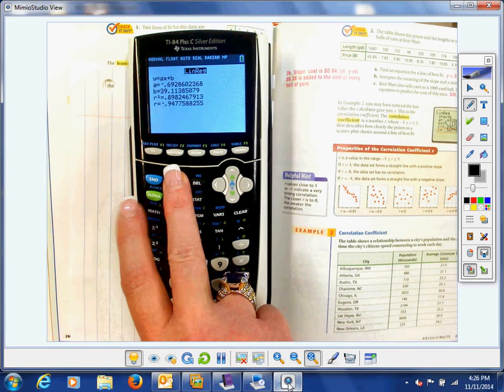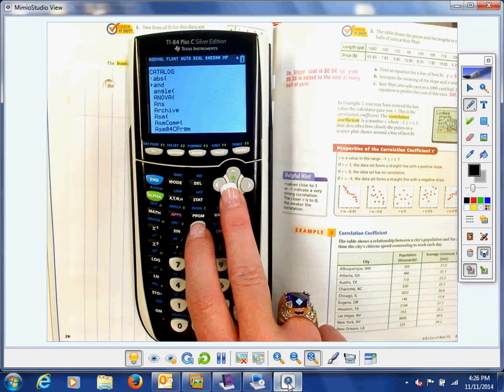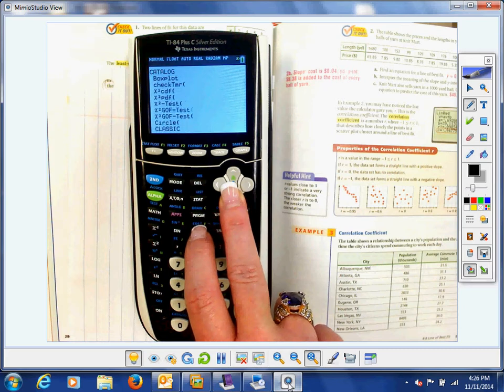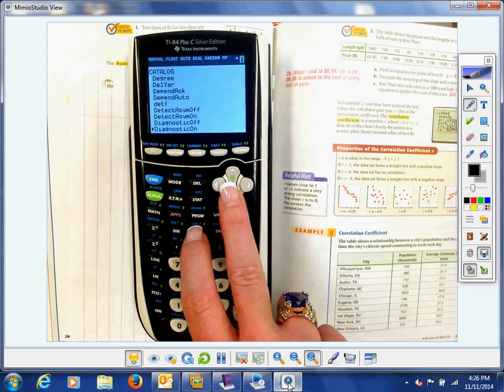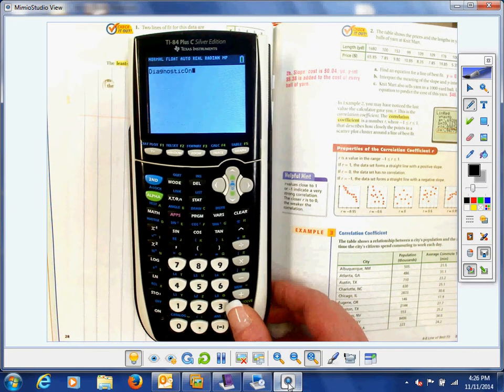All right, let's quit that screen, so hit second mode. And then hit second 0. We are going into the catalog, and I want you to hold the down arrow and just keep holding it. We're looking for the words diagnostic on, so we're trying to get to the D's. I'm just holding my down button, waiting for the calculator to get us to the D's, and then we're going to get to diagnostic on. Okay, so there it is. My arrow is immediately to the left of it, and you're going to hit enter and hit enter again.